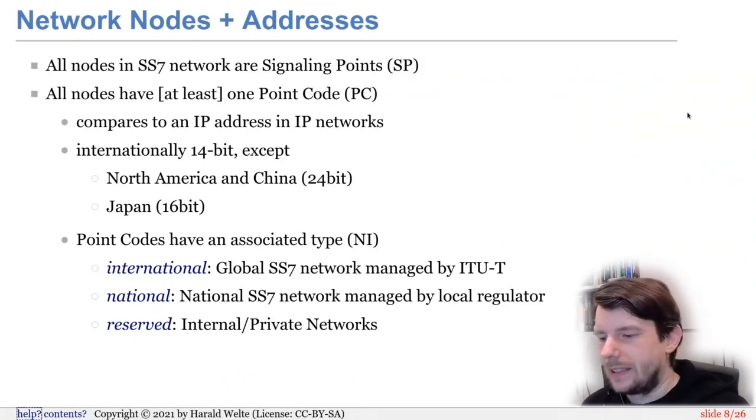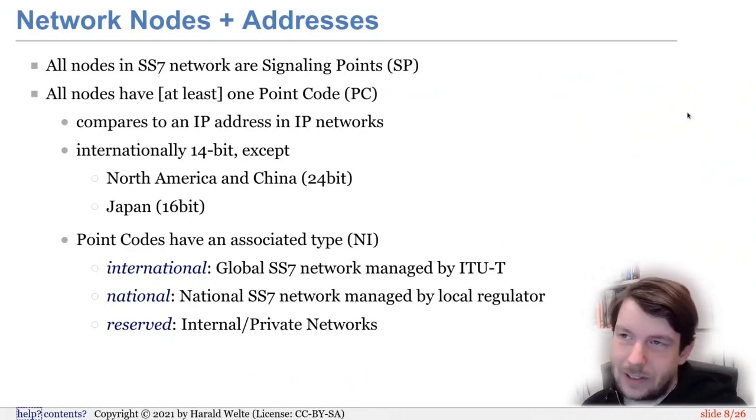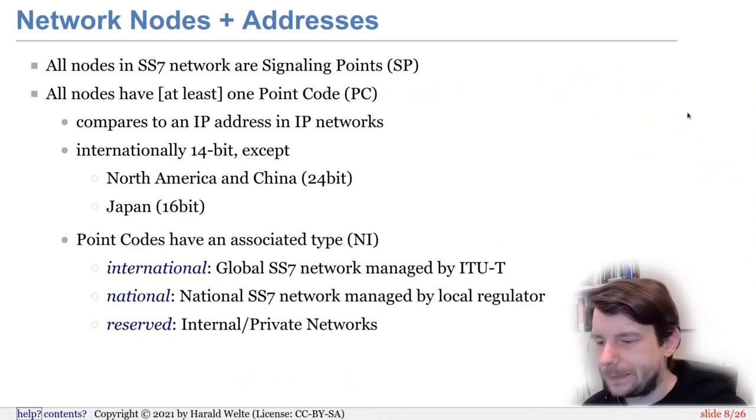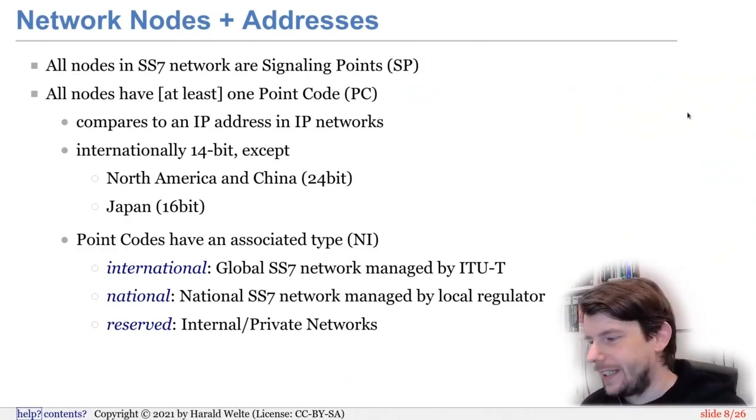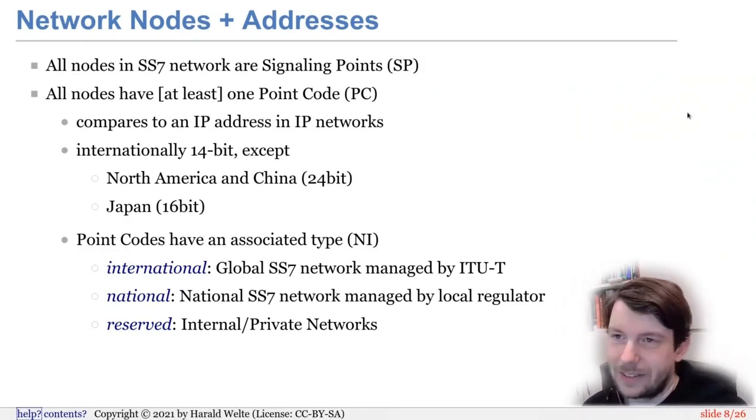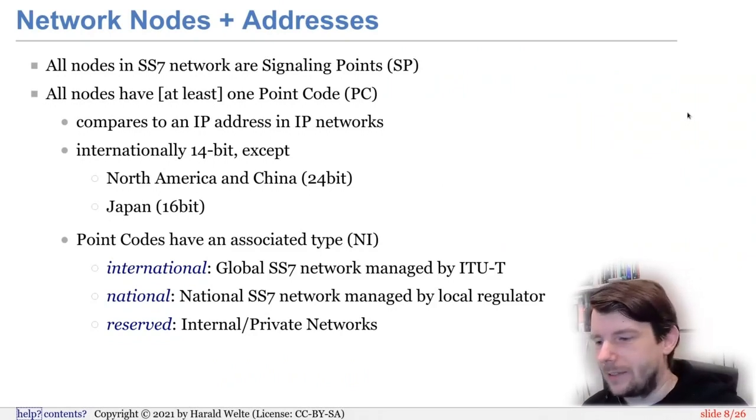Which brings us to the type, or the network indicator, associated with point codes. The point codes can either be international, or they can be national, or they can be reserved. There are actually two reserved types. And this is a bit to separate those different addresses. If you think of IP networks, then we have one space of IPv4 addresses, and basically some parts of that, like 192.168.0.0/16, have been designated for private networks.